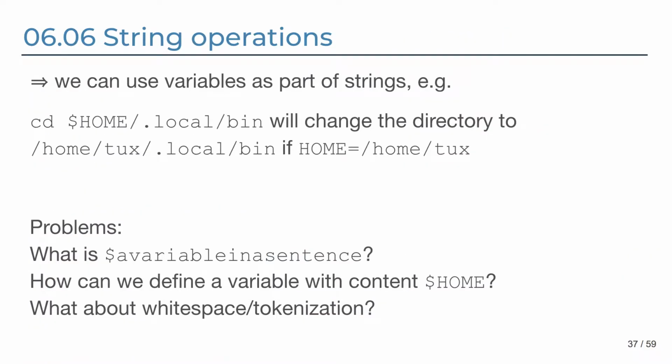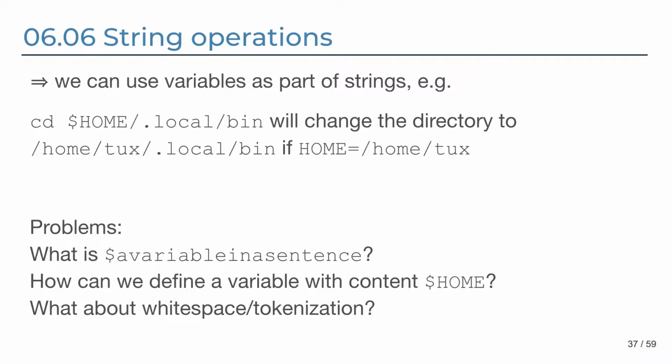Right. So we talked about arithmetic operations, and the next important thing is string operations. The essential syntax is that we can use variables as part of strings. For example, we know that we have $HOME as our home directory. If we want to go to a path relative to home, like the folder .local/bin, we can basically just write $HOME/.local/bin. This will expand to our home directory and then add the rest, so we would land in this path within Tux's home directory.